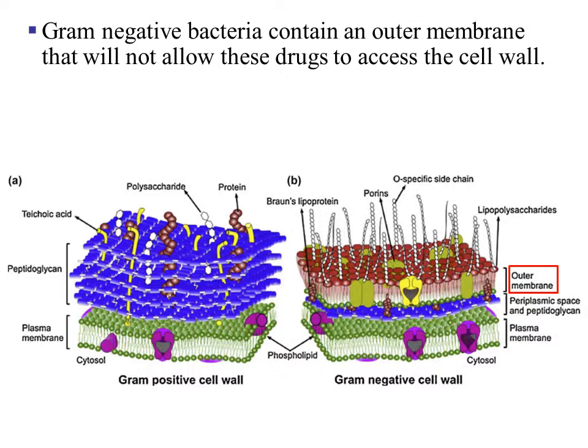Gram-negative bacteria contain an outer membrane. This will not allow these drugs to access the cell wall. So look in the picture, and I've highlighted the outer membrane. So remember, the gram-negative has a smaller peptidoglycan, but outside of that, it has a membrane that can restrict molecules from coming across. If it restricts the molecule, then the beta-lactam cannot destroy the cell wall.